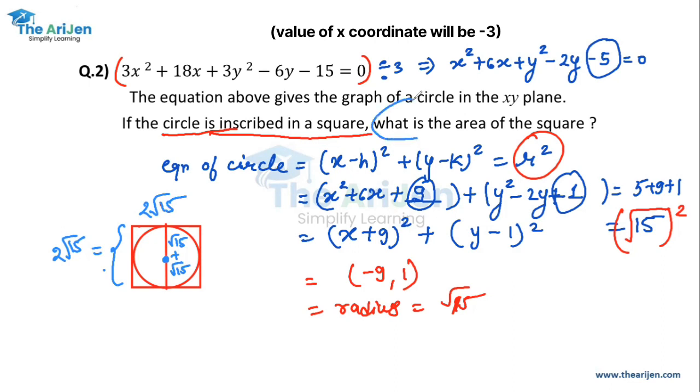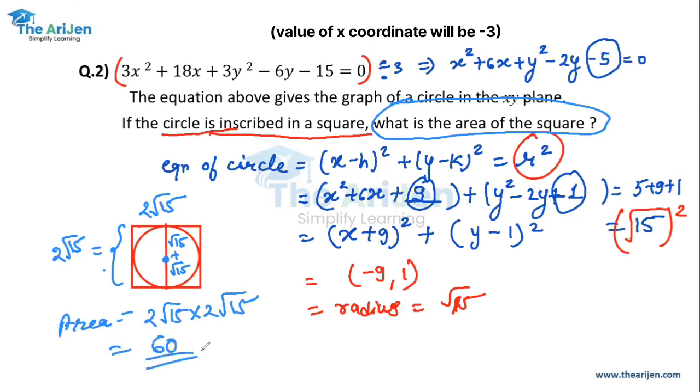Okay. And if you want to find the area of the square, then you will multiply 2√15 into 2√15, side into side, for the area of the square, right? So when you do so, you will get 60 units, or 60 square units. Okay, that will be your answer.